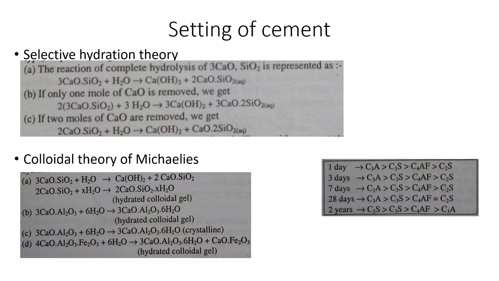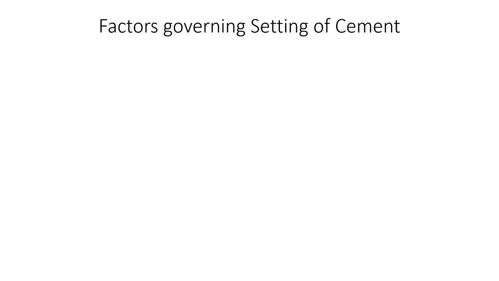Now, there are some factors which decide the setting of cement. So what are those factors governing the setting of cement? First is the retarder. Retarder means those which are against the setting of cement. So what are those? First is gypsum.